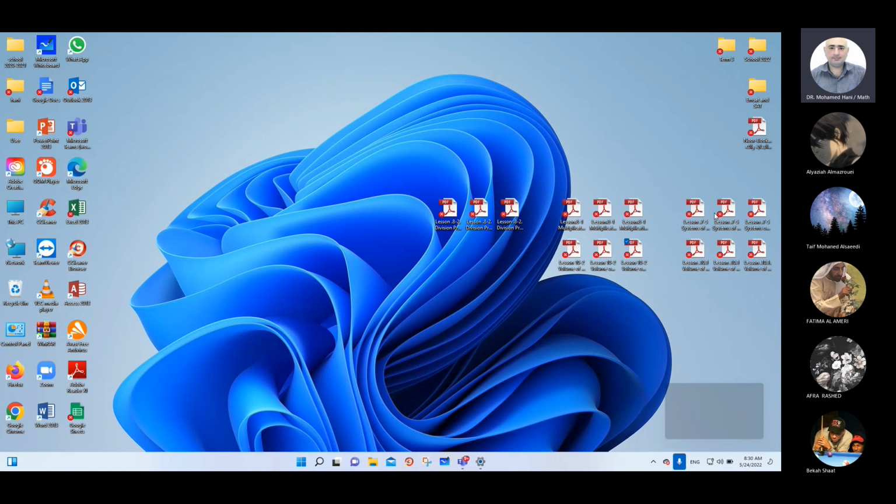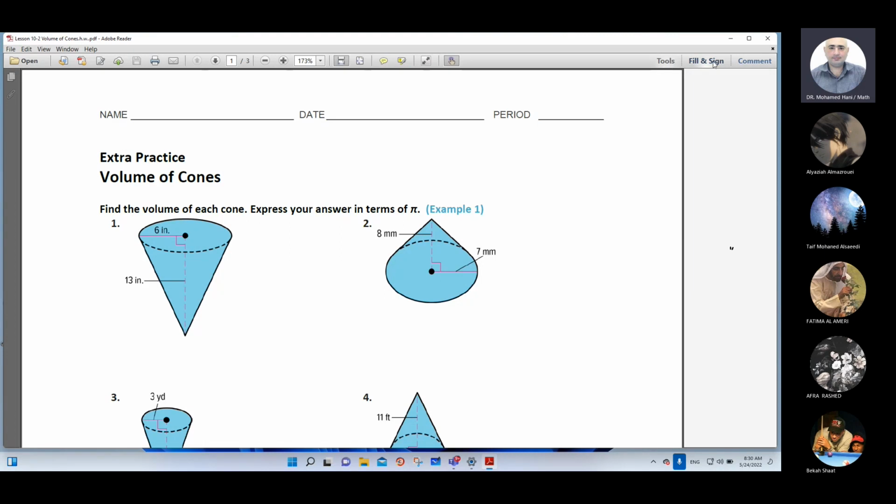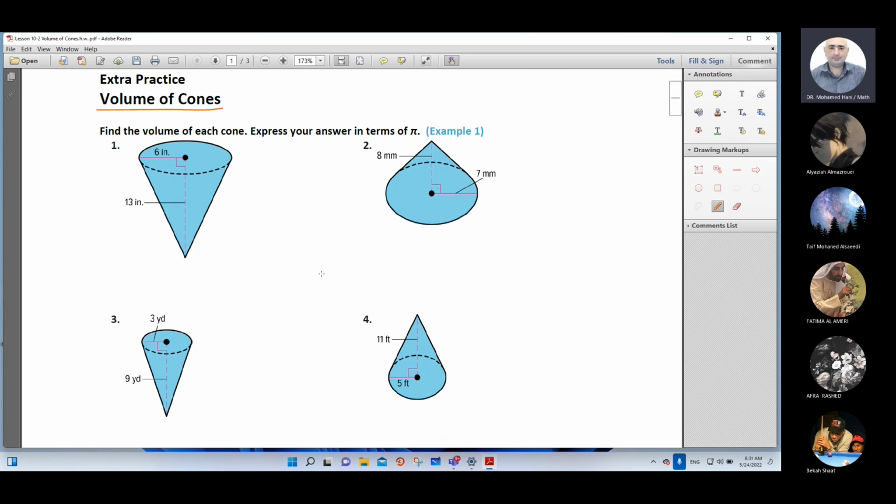Example. Open your notebook. Write please the title, volume of cones. Then write the question. Find the volume of each cone. Express your answer in terms of pi. Then draw the first figure. Then try please to find the volume of this cone.